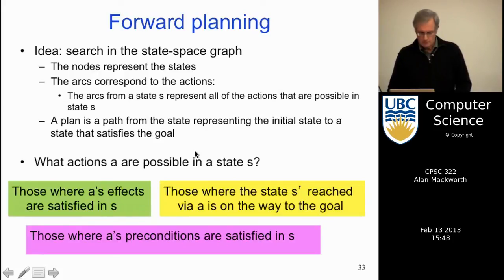So what actions A are possible in a state S? Quickly, you should be able to get this one right away. The arcs from a state represent all of the actions that are possible in a state. What actions are possible in a state? Those where A's effects are satisfied in S, those where the state S prime reached by A is on the way to a goal, or those where A's preconditions are satisfied? What do you think? Show me a card. What can I do in any state?